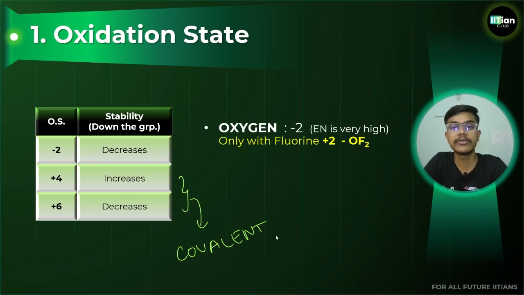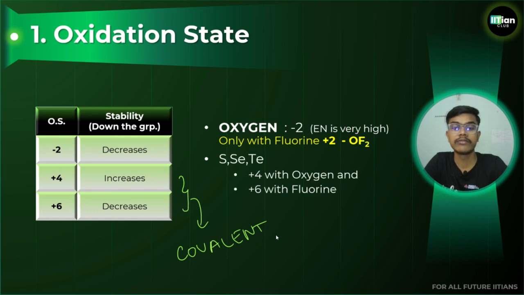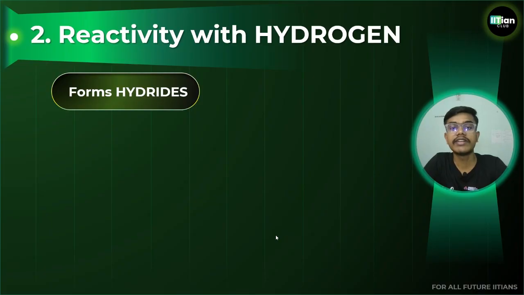Oxygen shows -2 oxidation state because its electronegativity is very high, and only with fluorine it shows +2 in OF2, because fluorine's electronegativity is higher than oxygen. In case of sulfur and other elements, they show +4 oxidation state with oxygen and +6 with fluorine. Next up we have reactivity with hydrogen.